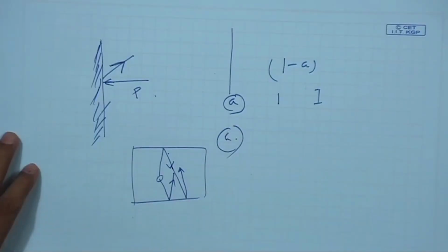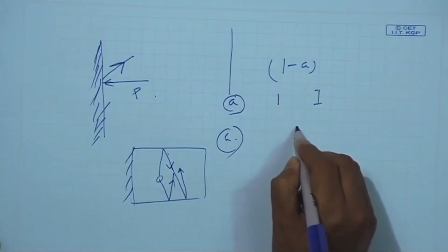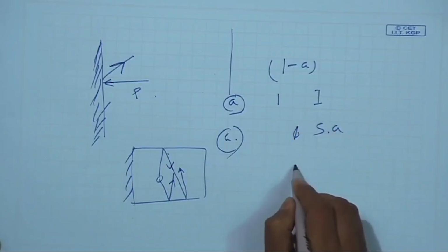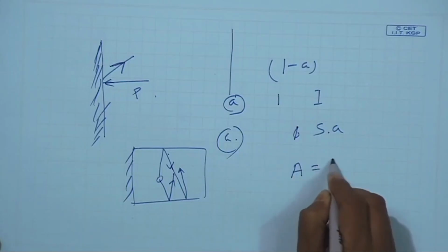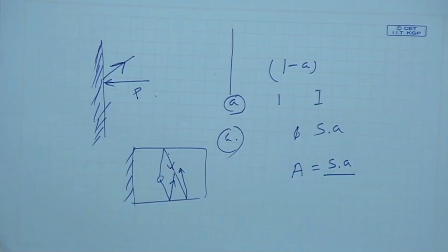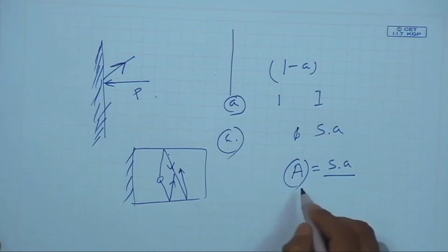Okay. So, if the absorption coefficient is A, then the absorptivity of the surface is defined by the area of the surface, let us say S, multiplied by A, which is called capital A. A is equal to surface area multiplied by absorption coefficient. A is measured in terms of Sabin.